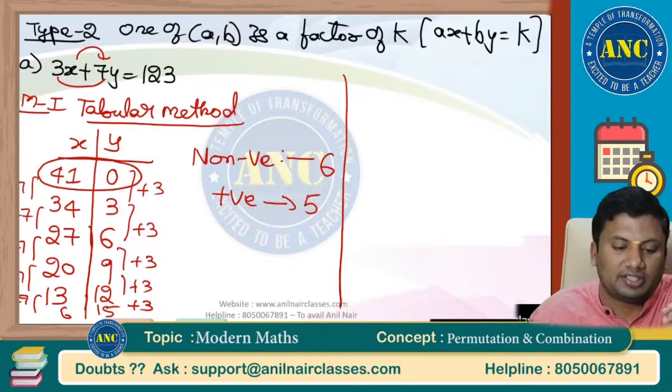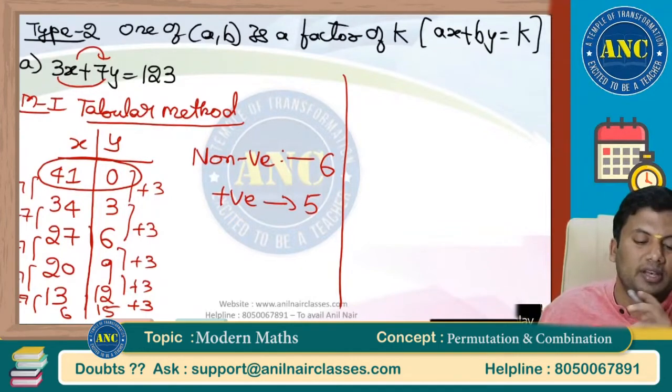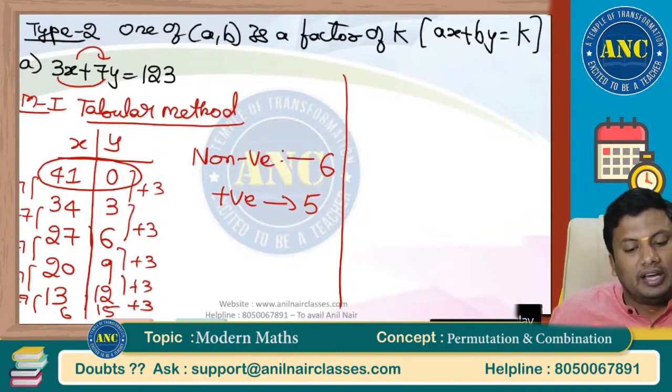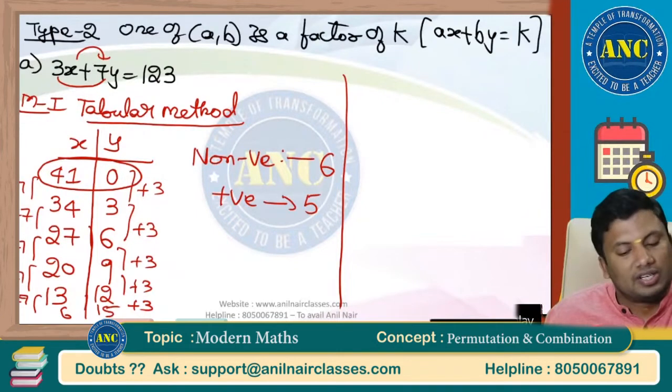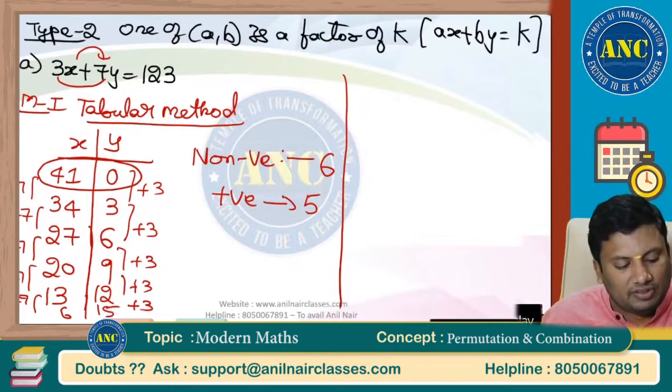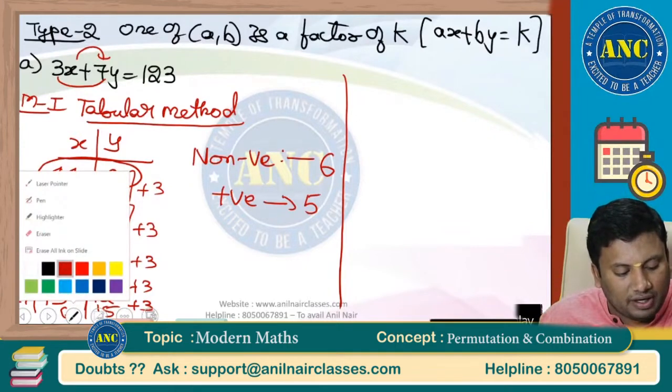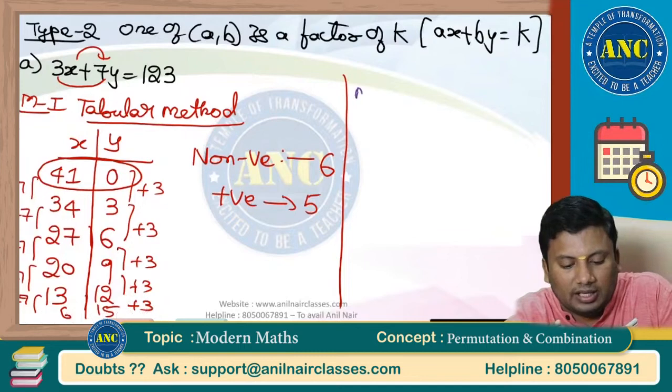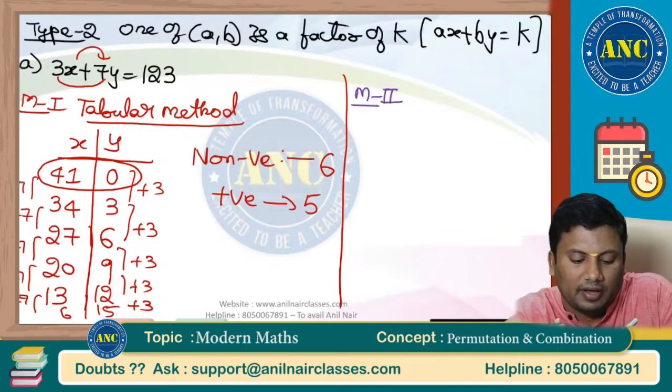Why is there a difference of 1? Because only one of them is a factor of the right hand side. 3 is a factor of 123. 7 is not a factor of 123. Now another method, then I will discuss Anil Nayar's way. Method number 2.